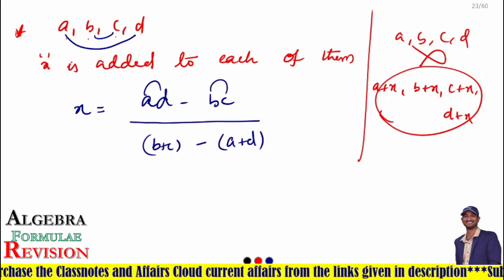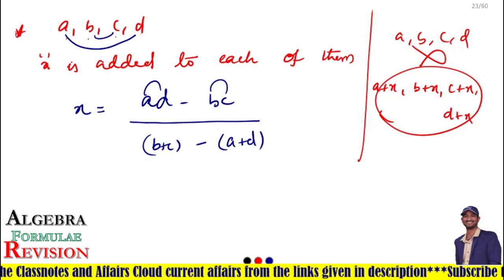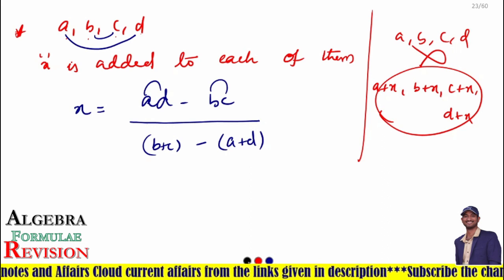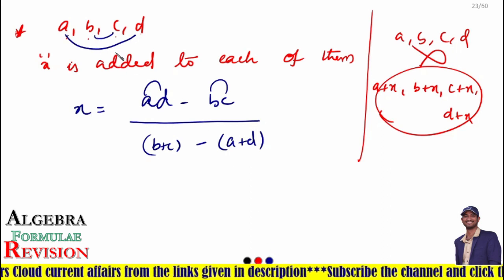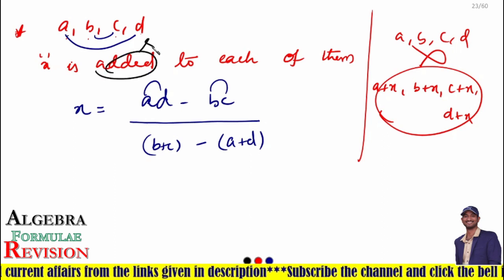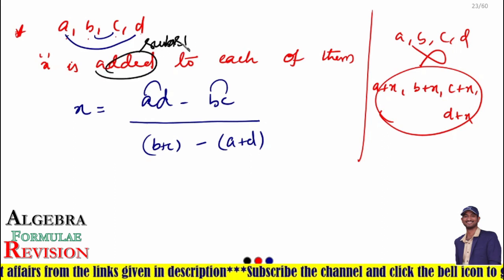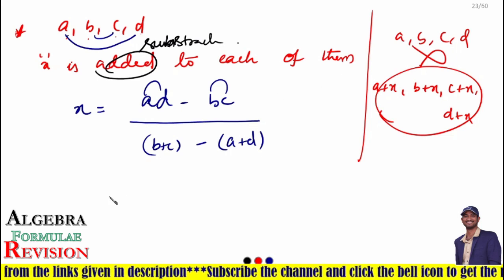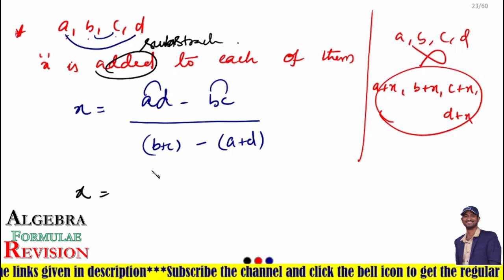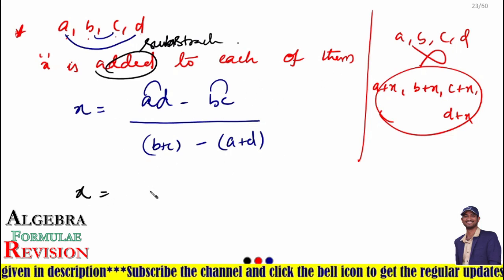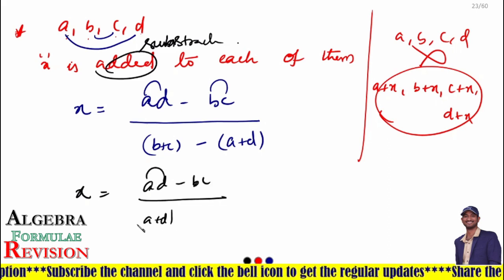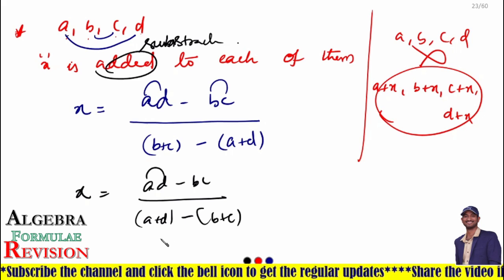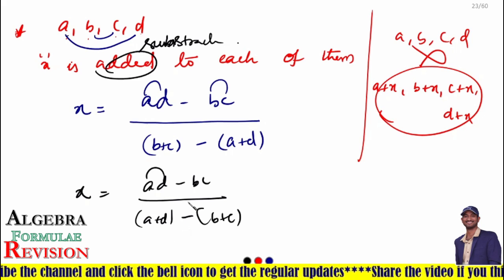This is the direct value of x. I am telling you the direct formula. Please remember: if a, b, c, d are four numbers in proportion when x is subtracted from each of them, then the value of x is equal to minus of this. Minus of this means (ad - bc)/((a + d) - (b + c)). This is subtracted and this is added.